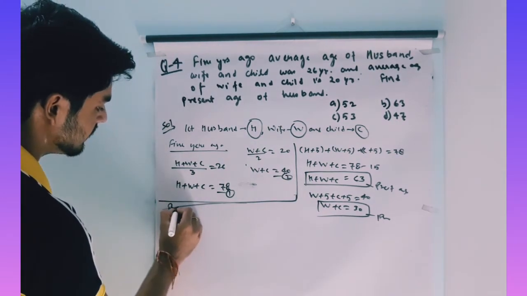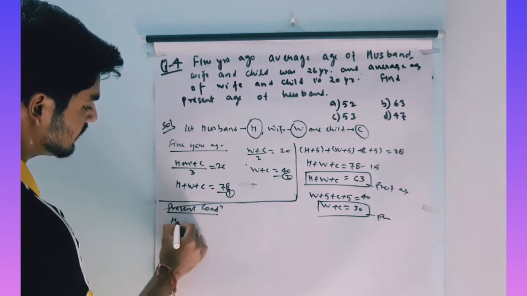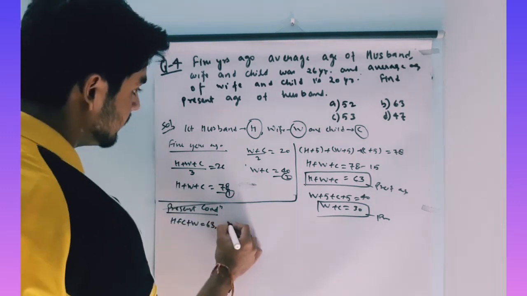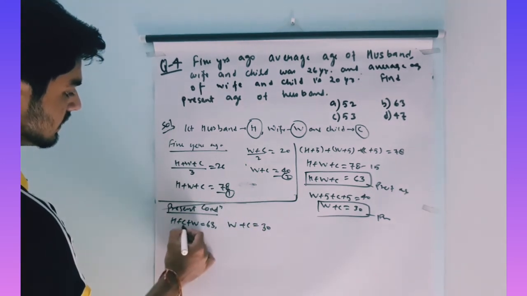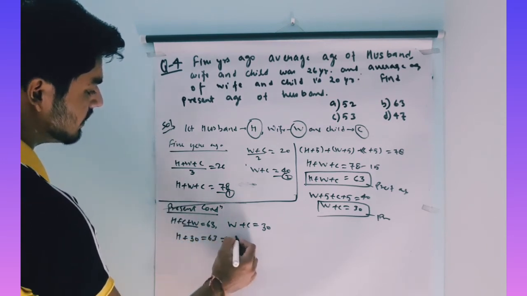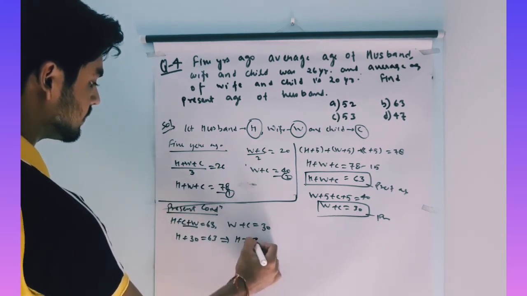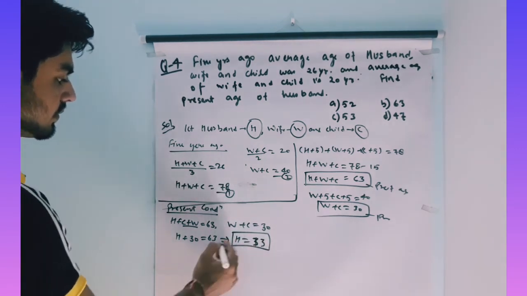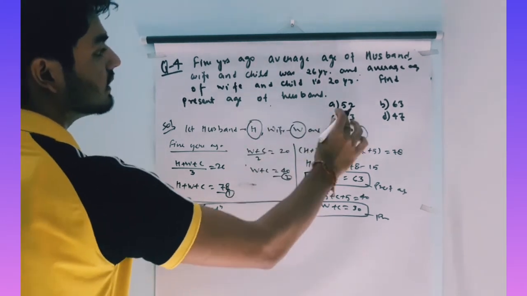So present condition: H plus C plus W is equal to 63 and W plus C is equal to 30. Now putting W plus C in this, we get H plus 30 equal to 63, which implies that H is equal to 33. So present age of husband is 33.